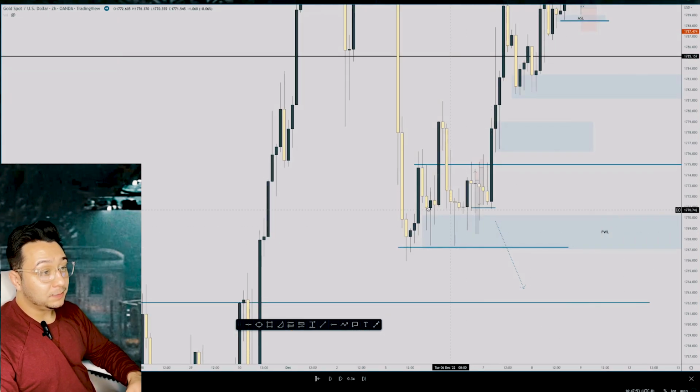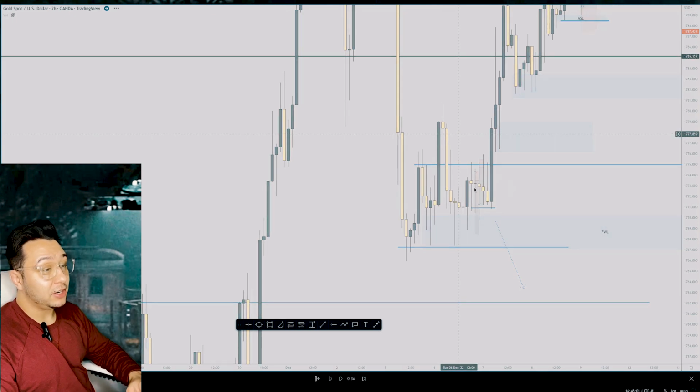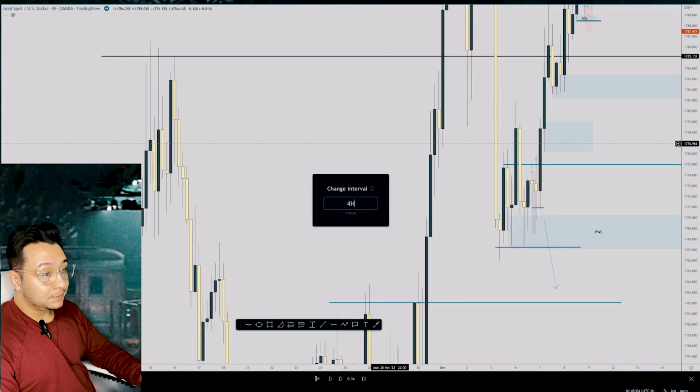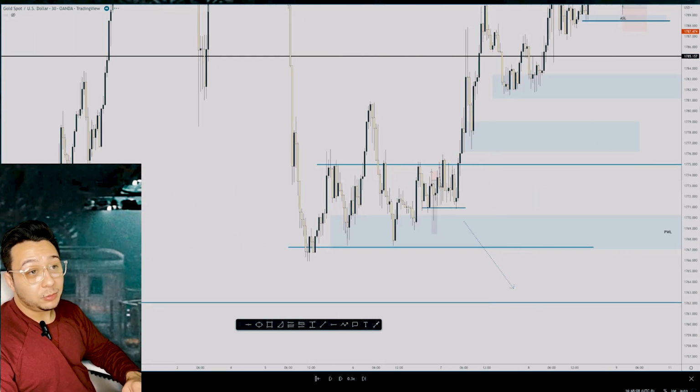As you can see on the 2-hour, lots of indecision for 10 hours in this area. Okay. So we can only adapt to what price is doing and what we see on the charts.